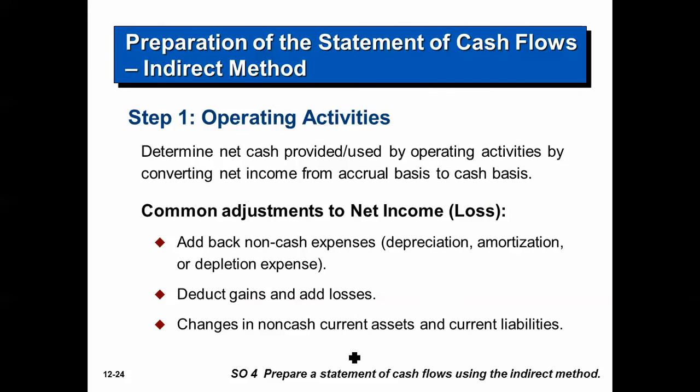First we look at operating activities, step 1. We look at how much cash was provided by operations, that's revenue, and how much cash was used by operating activities, that would be expenses. So we take the net income or loss and we add back non-cash expenses: depreciation, amortization, depletion. We deduct any gains or losses on the sale of any equipment and any change in non-current assets. That rarely happens, but here we go.